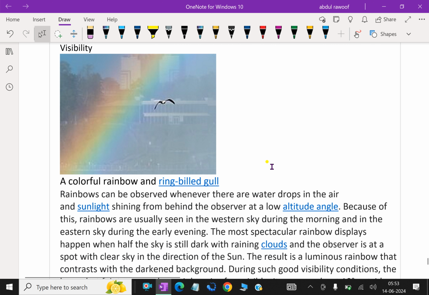Rainbows are an excellent illustration of the dispersion of sunlight. You have a good chance of seeing a rainbow anytime you are between the sun and the rain shower.